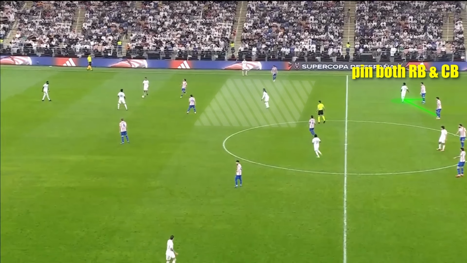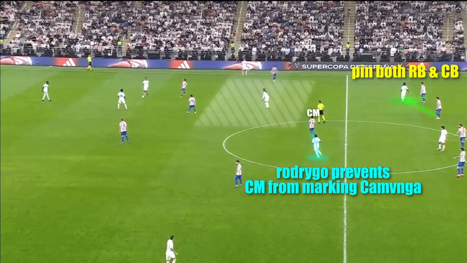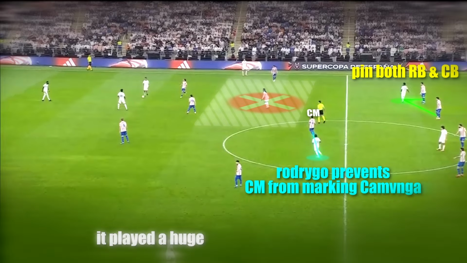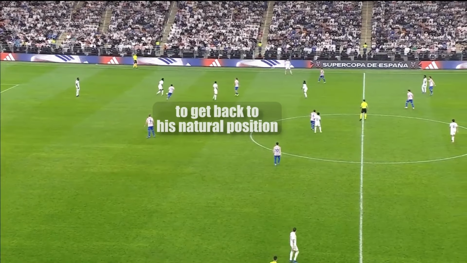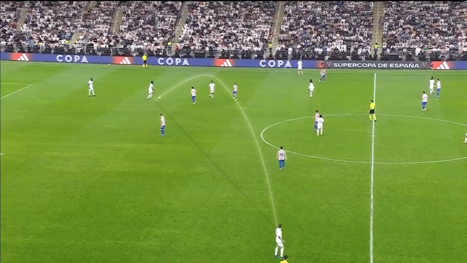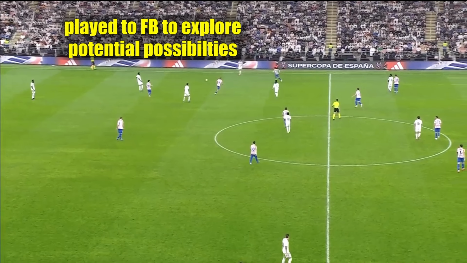In addition, Rodrigo's inverted position prevents the other centre midfielder from drifting wide to protect this space. Even though Camavinga's half space occupation wasn't utilized at this moment, it played a crucial role in creating that goal. So Bellingham played it back to get back to his natural position, and Tchouaméni could have switched the play as the ball side is congested. But the ball was kept there to explore future possibilities.